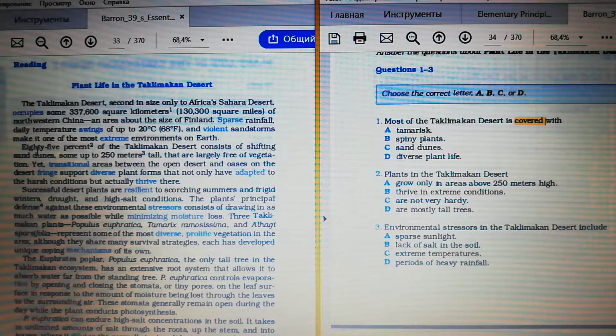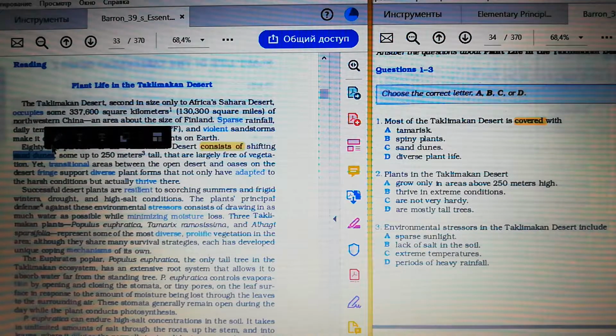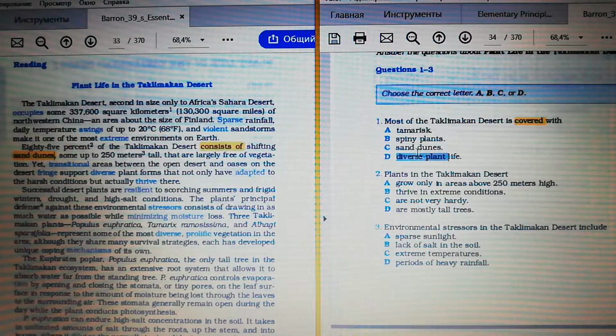Go to the second paragraph and it says something about "consists of." It means that it covers the majority of the surface of the desert. Let's read the sentence: 85% of the Taklamakan Desert consists of shifting sand dunes, some up to 2,500 meters tall. So it says that the surface of the Taklamakan Desert consists of sand dunes. Here we have an answer to the first question and we have to highlight it.